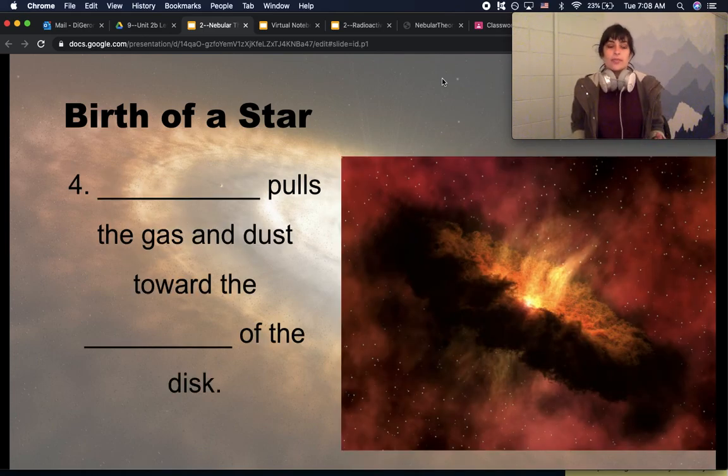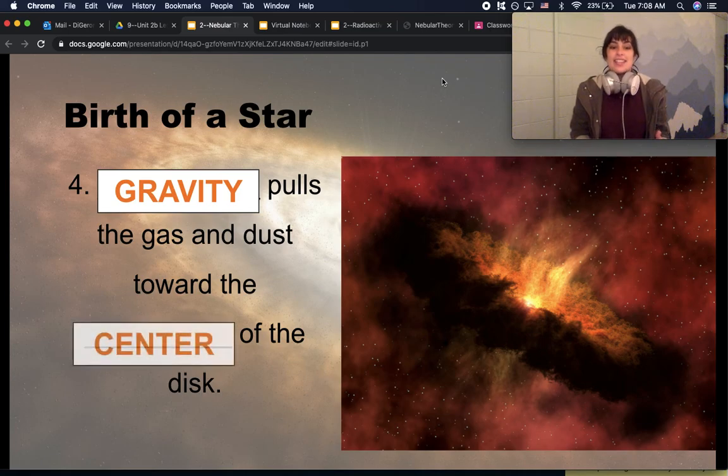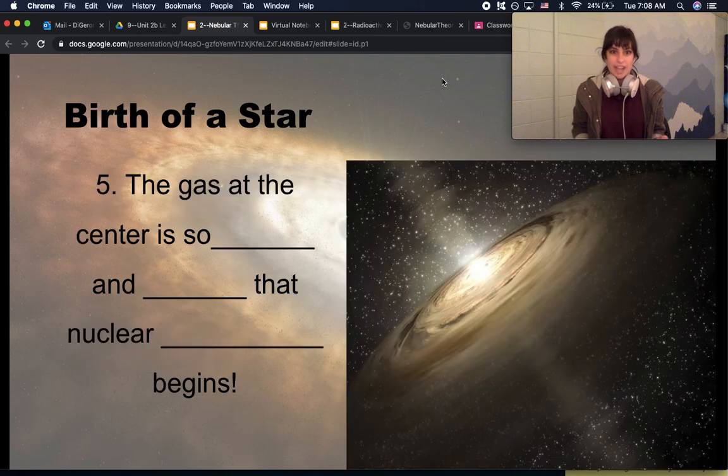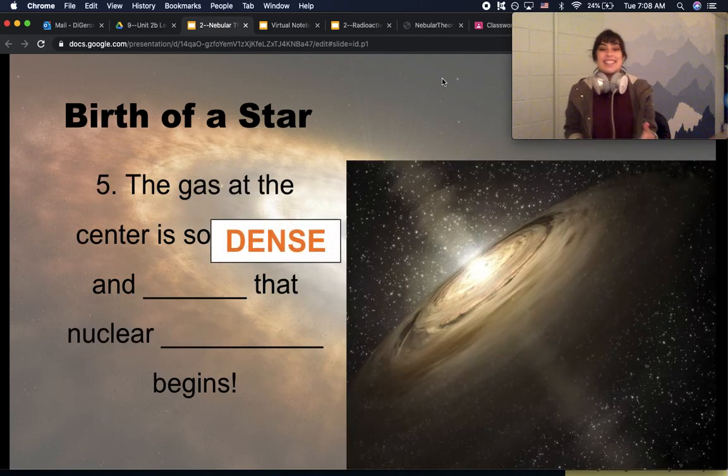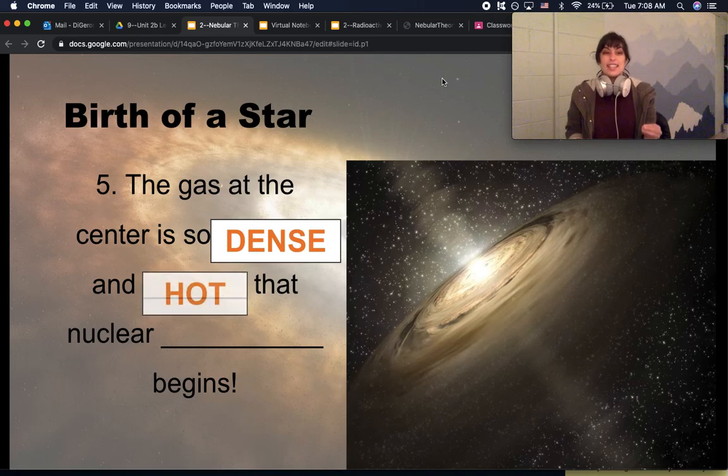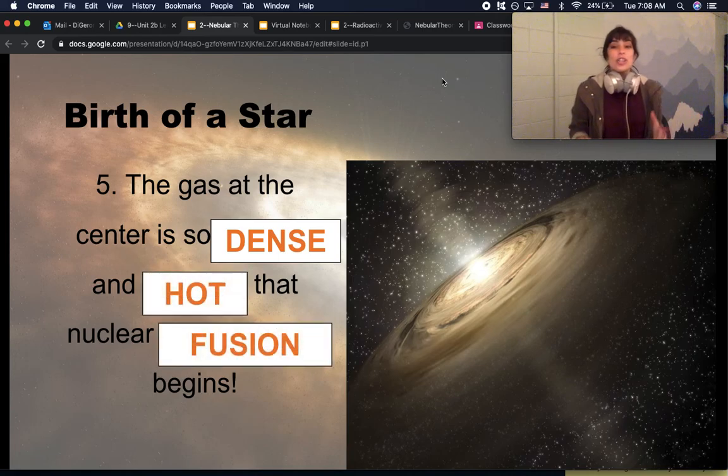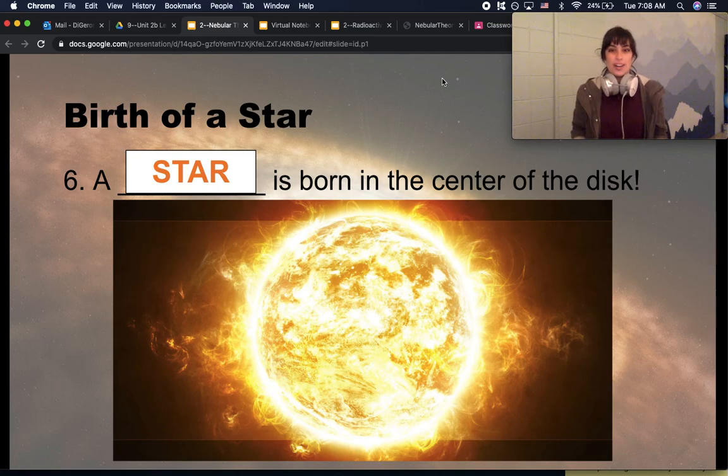Step 4. Gravity pulls the gas and dust towards the center of the disk. So anything that has mass is being pulled towards the center of the disk, including larger pieces of dust. The gas at the center of that disk is so dense and so hot that nuclear fusion begins. Nuclear fusion is when two hydrogens fuse into helium and it releases so much energy, which is why a star is born at the center of the disk.